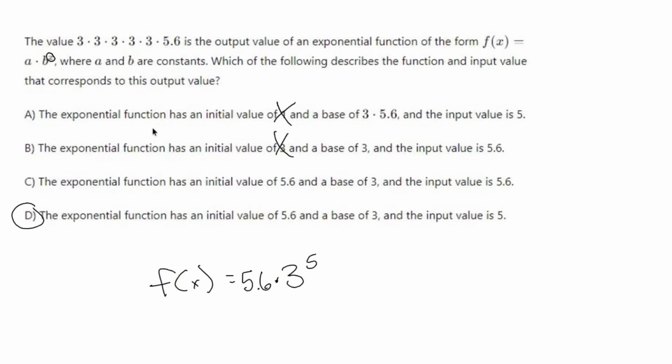So even if you're looking at this and you're like, I'm not 100% sure what input value means in this case, we could still realize that we wouldn't use 5.6 twice if it's not seen twice. So we're going with D. D seems to make sense, and that's our answer.